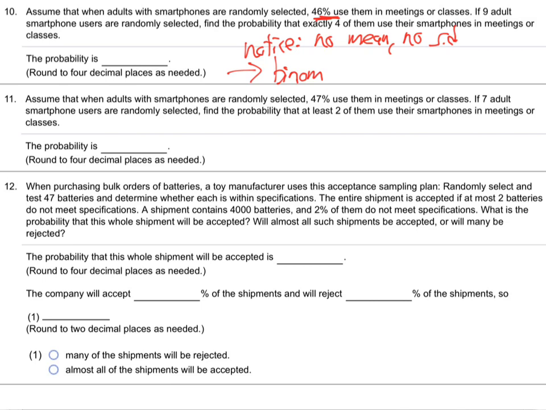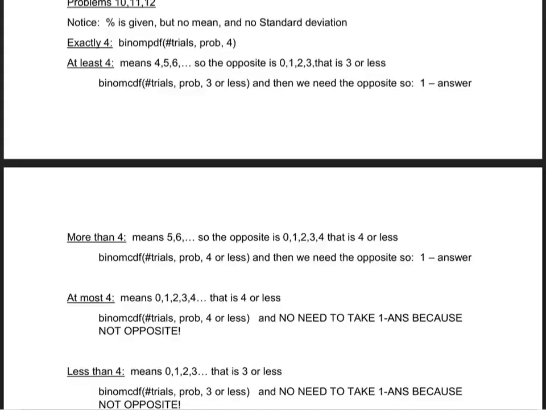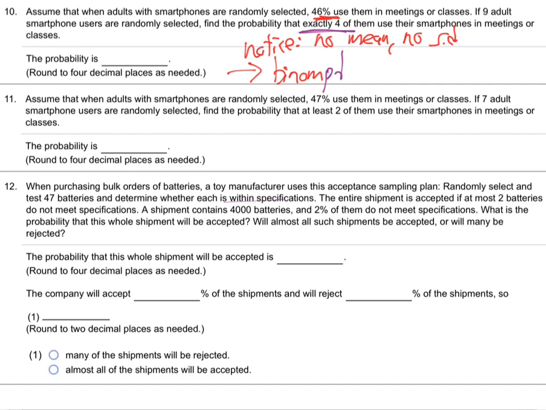Okay, and then we just hone in on the words. What are the words we need to focus on? Exactly 4. Exactly 4 is binomial PDF. Binomial PDF: number of trials, probability, and I'm going to put the 4 right there. So it's going to become binomial PDF. What's the number of trials?